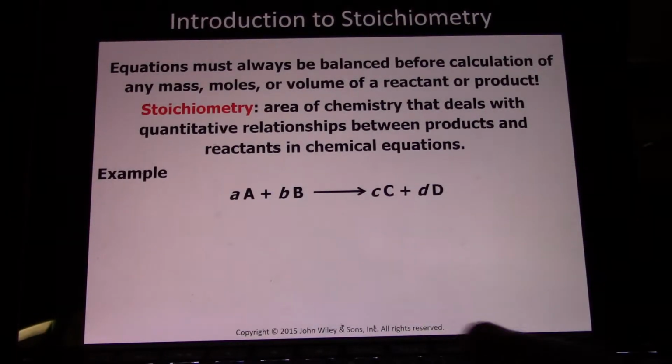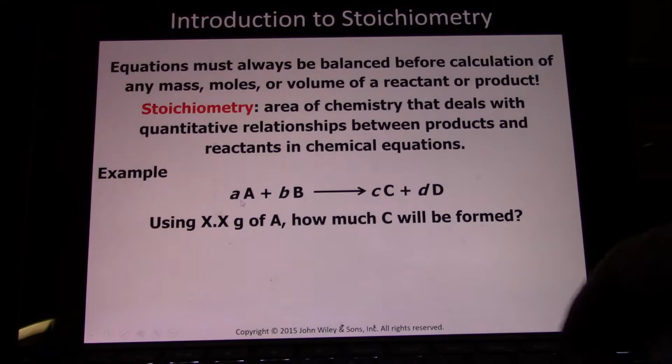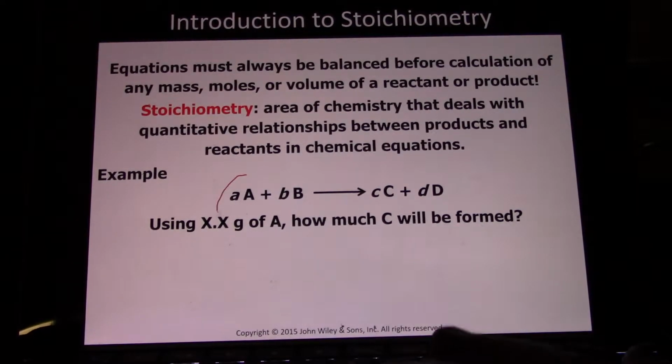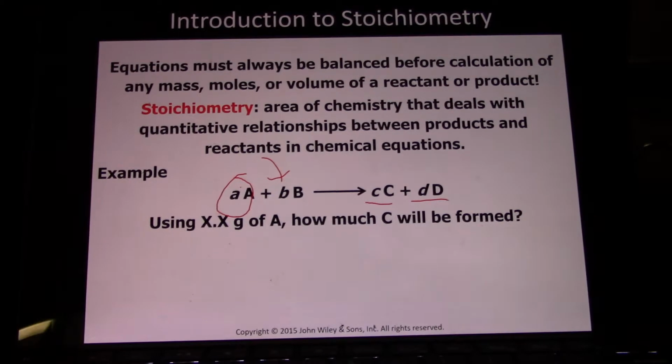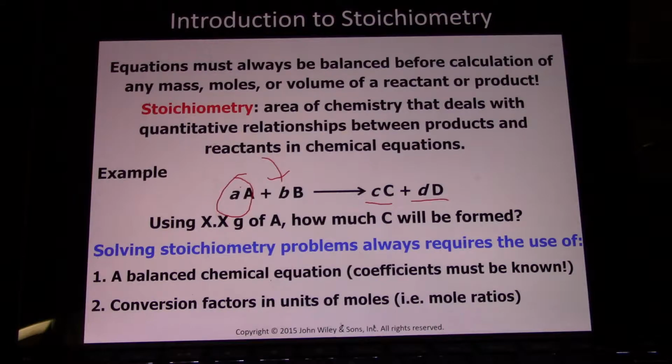So basically, it's the field of chemistry where if I use 10 grams of A, I can calculate how many grams of B I need, and then I can figure out how many grams of C and how many grams of D I will produce. This is a very mathematical chapter that allows us to explore the numerical relationships between all the reactants and products in the chemical equation.